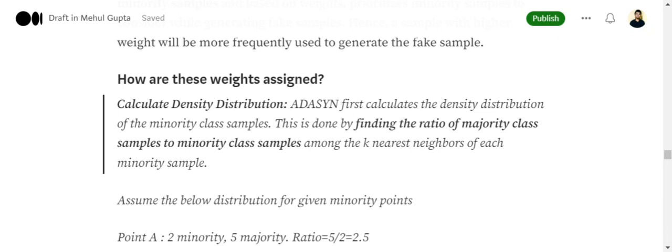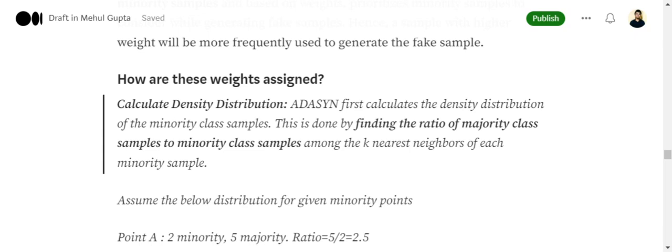Now, how are these weights assigned? This is the most important part. So basically, it calculates the density distribution of the minority class samples. It is done by finding the ratio of majority class samples to minority class samples amongst the k nearest neighbors of each minority class sample. A little tricky to understand.